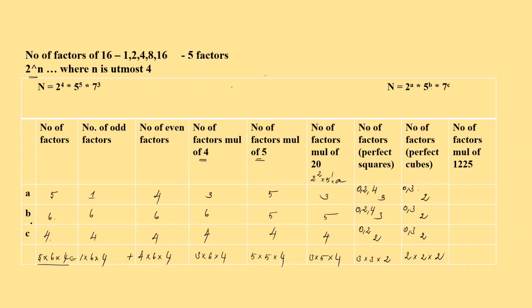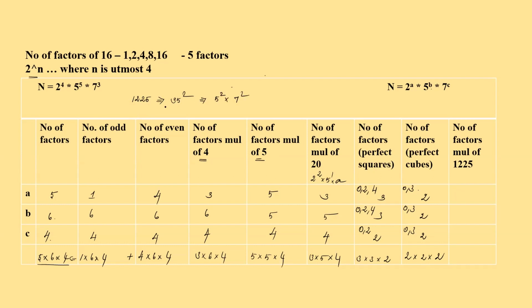By now you should have done it. So number of factors which are multiples of 1225. First of all, understand 1225. What is this number? This number is nothing but 35 whole square. 35 whole square is going to be nothing but 1225. Right. Now 35 whole square can also be written as 5 square into 7 square.